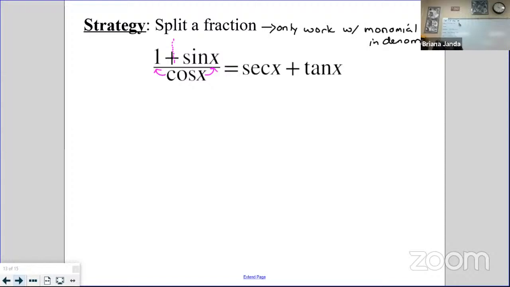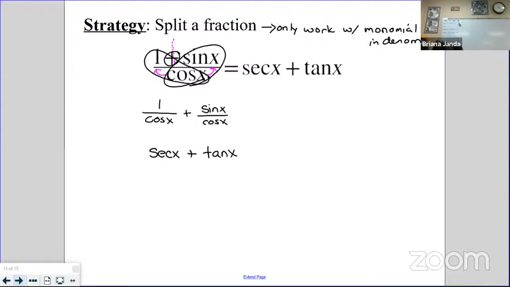So if I were to do that, I get the fraction 1 over cosine of x plus the other fraction over the common denominator, sine of x over cosine of x. So this would be a strategy that you could see used, and that is taking a fraction and pulling it back apart, keeping the common denominator. And then each of these will simplify. 1 over cosine x, if I go to my identity sheet, can also be replaced with secant x. Sine over cosine is tangent x. Done.